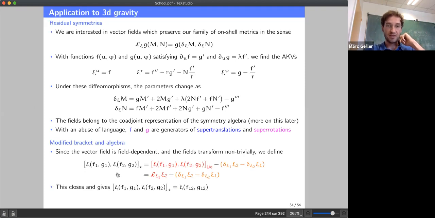I also mentioned this modified bracket, which is a slight modification of the Lie bracket that you can compute. And this modification is due to the fact that, as you can see here, in the r component of this asymptotic Killing vector, there is a dependency on the fields of the theory themselves, because there is an N function in the radial component of this vector. So this vector field is field dependent. And for this reason, if you want to compute the bracket of these vector fields, you have to modify it and define this star bracket instead of the usual Lie bracket.